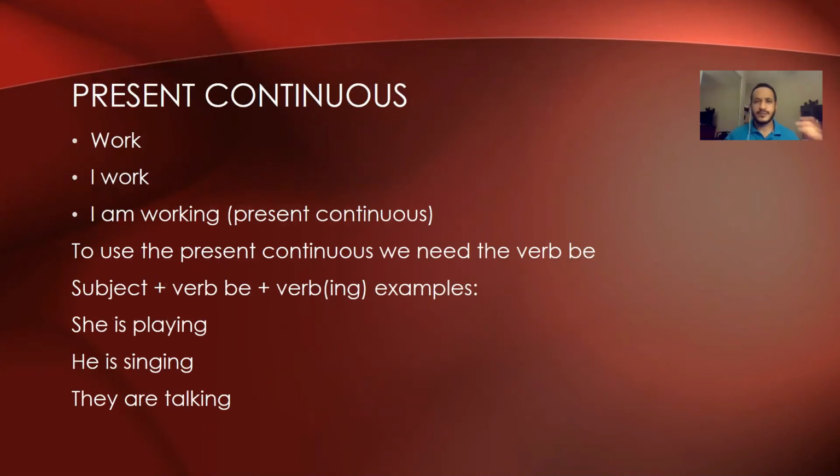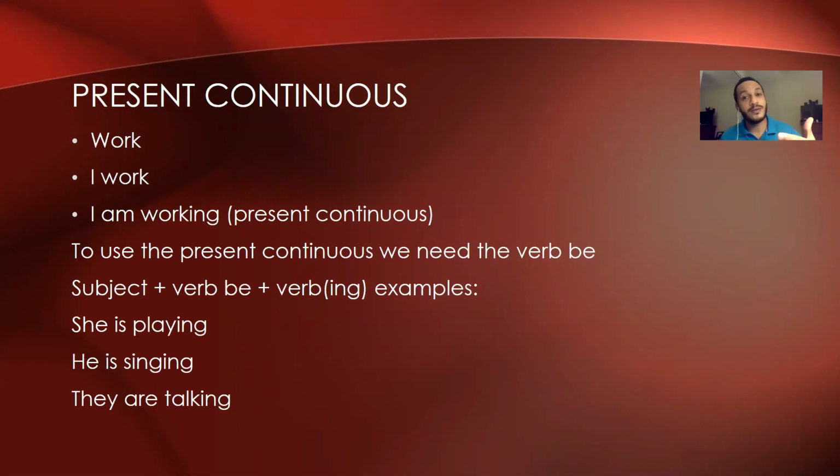So here, look, the present continuous. How do we create a sentence? Well, for you to create a sentence in the present continuous, you have to remember that it's mandatory for you to use the verb be. For a present continuous statement, you need to use the verb be. So I will give you an example here. Let's do it with work. Work, it's not in present continuous, it's the regular form, right? I work is a good statement, but it's not in present continuous.